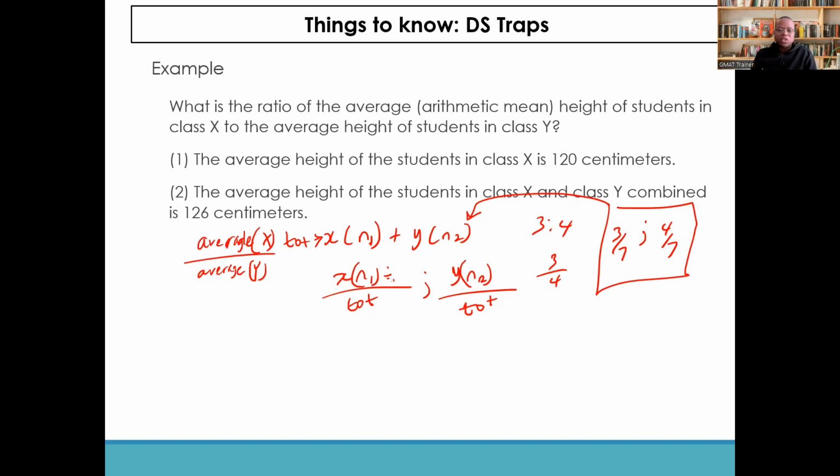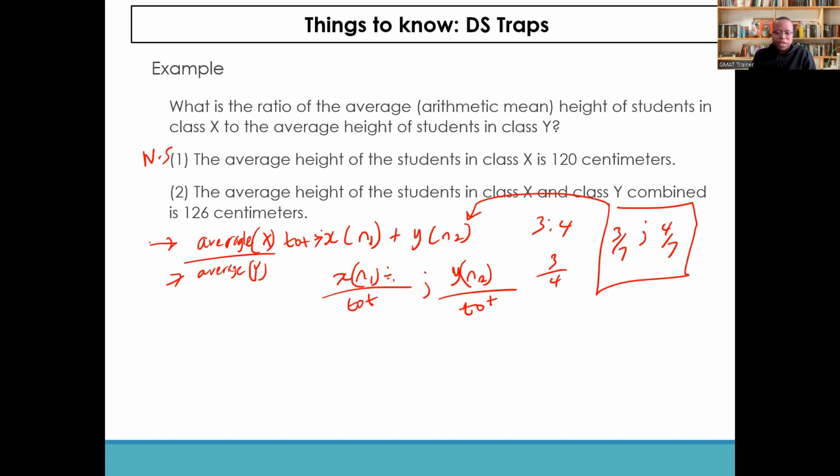We don't know. We need these two as well to be able to get that height. So that's one thing I need to know. So in this case, it's not sufficient because we don't know how many students are in Y or the average height.